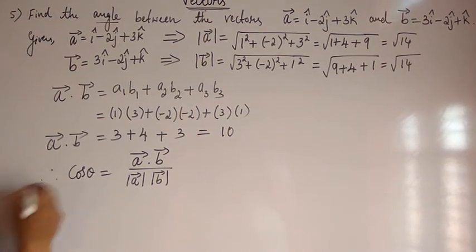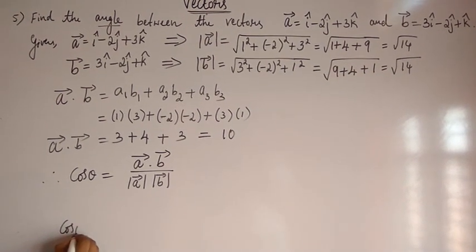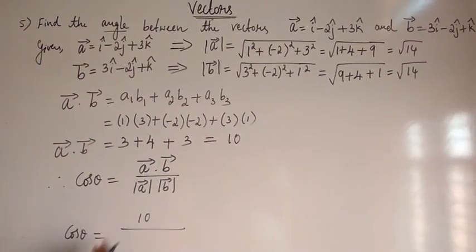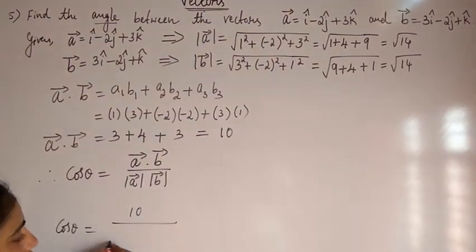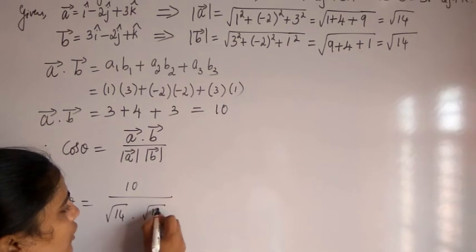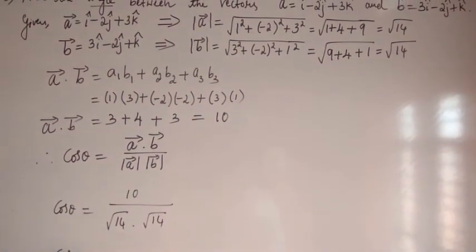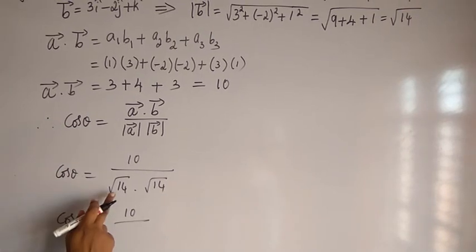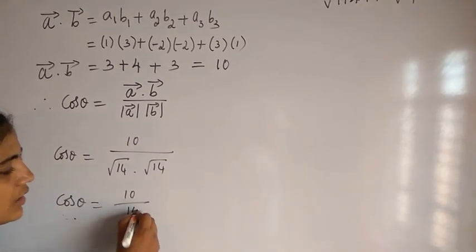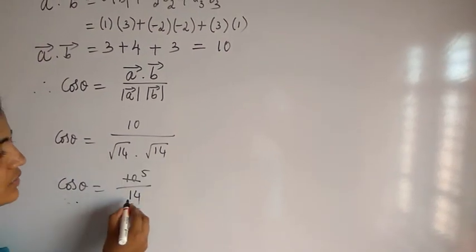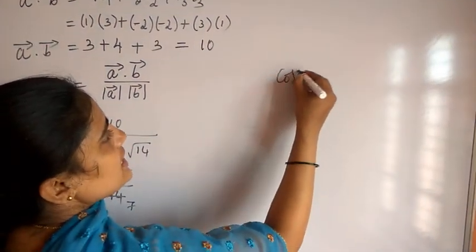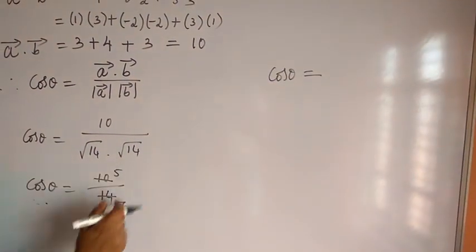Okay. So now substitute in this formula. So cos theta is equal to vector A dot vector B value, which is 10, by magnitude of vector A, root 14, into magnitude of vector B, root 14. So here cos theta equals 10 by root 14 into root 14, which is root 14 whole square. Square root and square get cancelled. We get 14. So 2 5s are 10, 2 7s are 14. Therefore, we get cos theta equals 5 by 7.